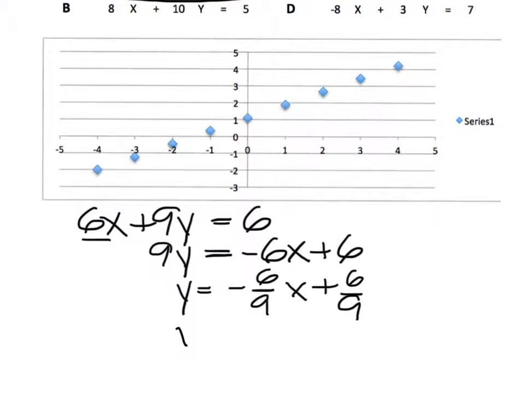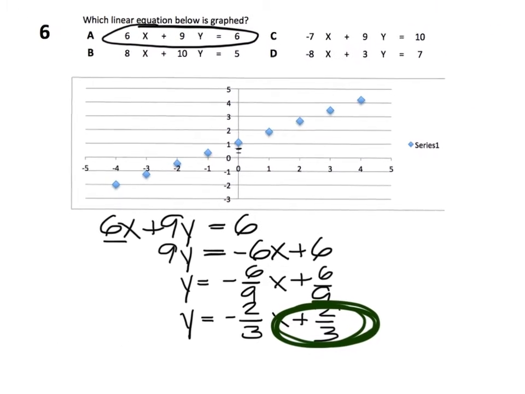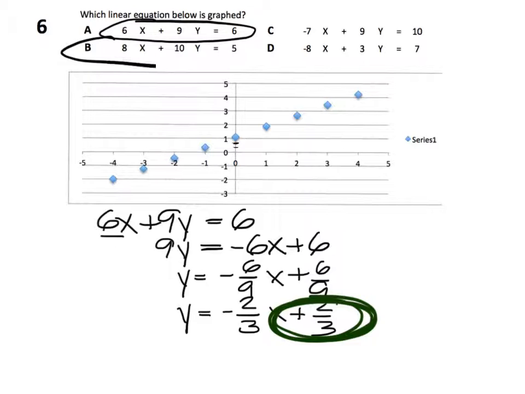And if you simplify it, you get -2/3 x plus 2/3. So that means in this case, this line would cross the y-axis at 2/3. And 2/3 on the y-axis would be right there. Is that where that line is crossing? Does this line cross at 2/3? No. All right, so let's zoom out of that and go back over here to choice B.